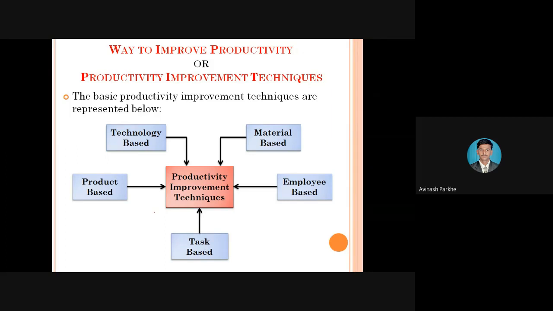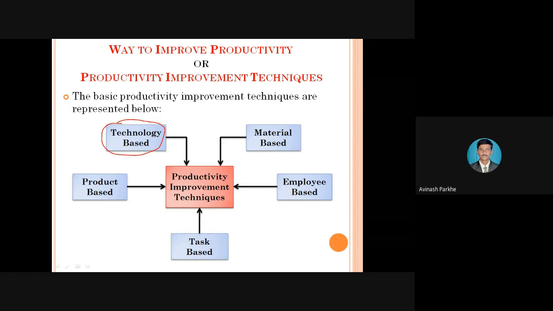So whatever the block diagram is in front of you, at the center there are the productivity improvement techniques, and the five technologies are represented. So these are the techniques. If I implement or add such technologies in the industry, your productivity can be increased. Now the first one is technology based. This is the first way to increase the productivity. Technology based means which type of technology we are using in the industry. Based on that also your productivity can be increased.